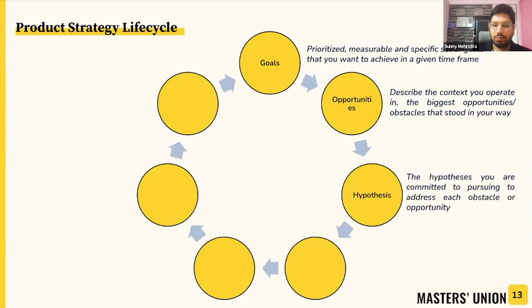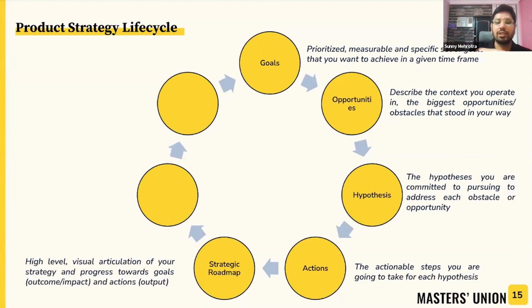You build your hypothesis, because when you are building strategies, you are building products. If you're improving your products, you already have some data. But if you don't have data, or if you're building something absolutely new, you might have to chase a hypothesis. You have to believe in a hypothesis, and you have to see whether that hypothesis works out for you or not. So hypothesis becomes the third step here, where you are committed to pursuing and addressing each obstacle or opportunity. You believe in that hypothesis, and you then take actions to chase that hypothesis. That eventually becomes your strategic roadmap.